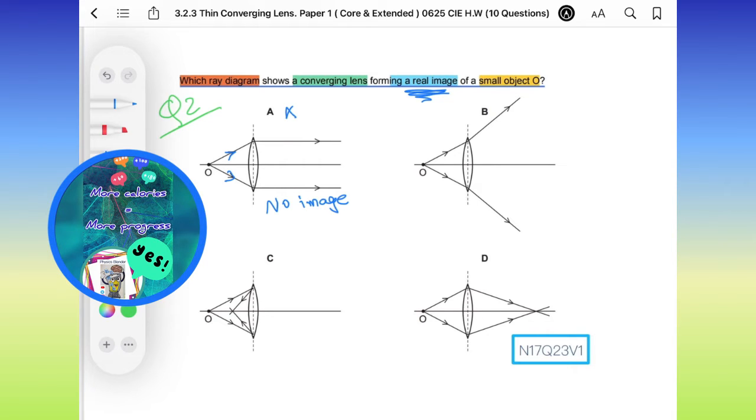And here we have diverging, not converging, in B. And in C, the rays will be refracted, so you will get maybe extension, so it's not the case also. So D is the correct answer. Here rays will be refracted. Where the refracted rays intersect, you can get the image of the object. Okay.